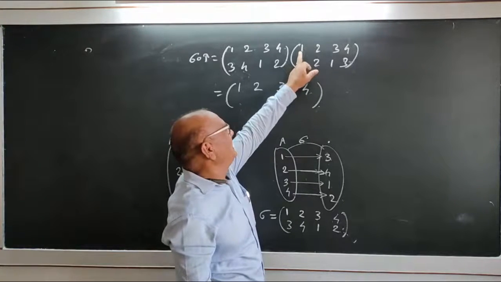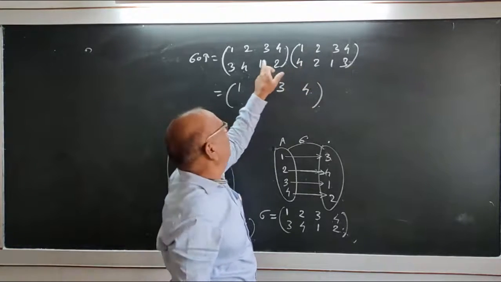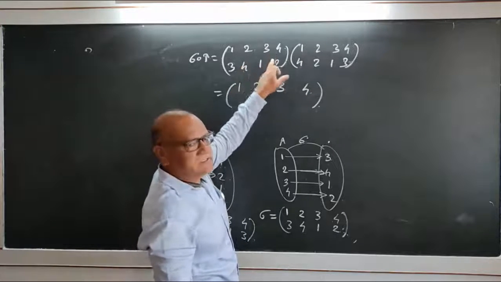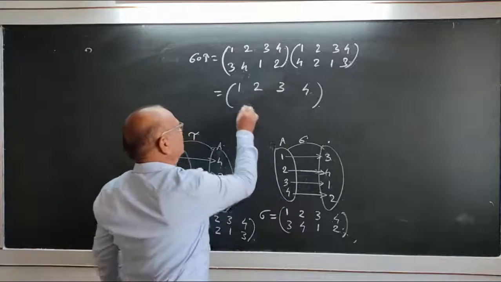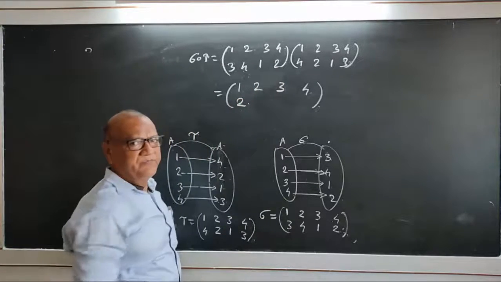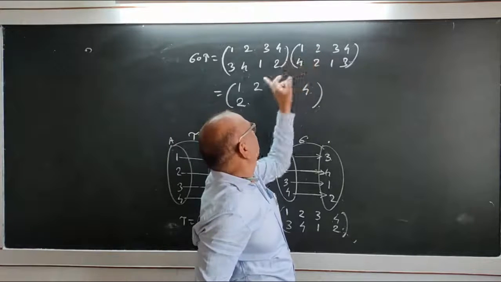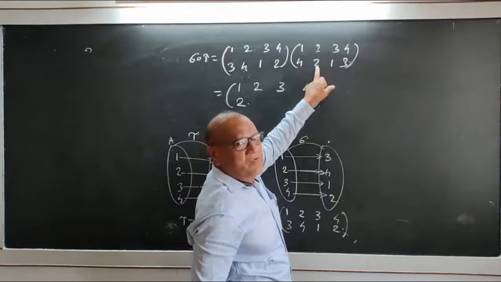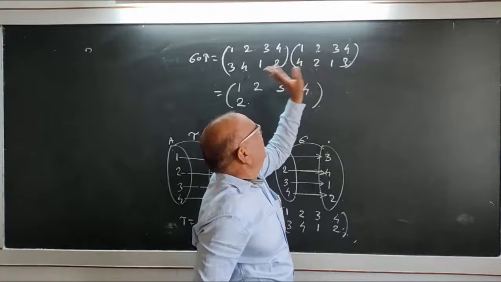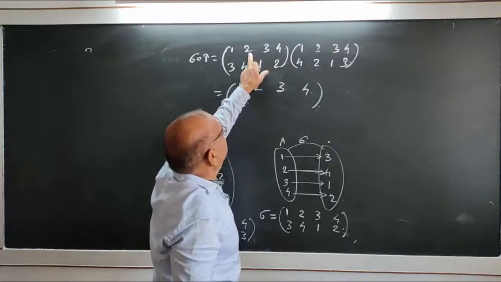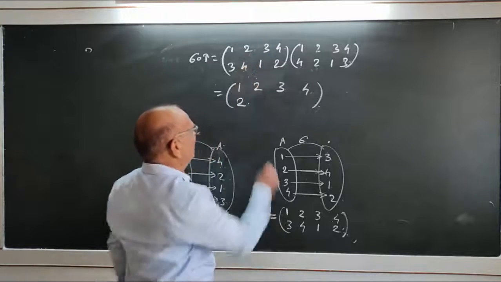Now see here. The image of 1 is 4. Then go to this permutation: the image of 4 is 2. This is 2. Now take 2. The image of 2 is 2 under tau. Now here, the image of 2 is 4, right, 4.